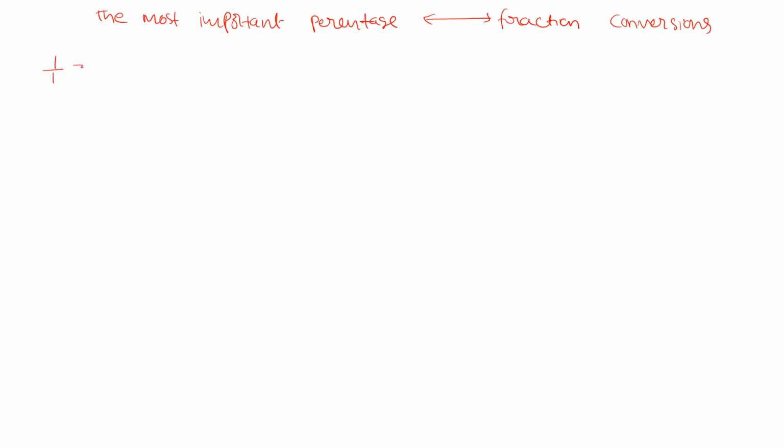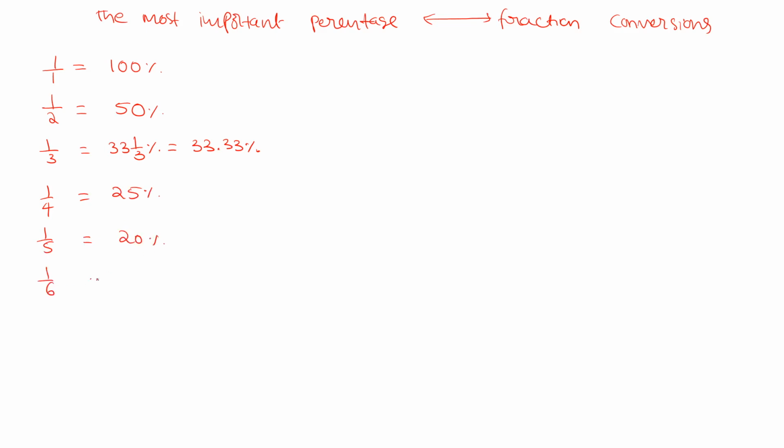First of all, if you take the fraction 1 by 1, that is nothing but 100%. If you take the fraction 1 by 2, that is 50%. If you take the value 1 by 3, that is 33 1 by 3%, or we can take it as 33.33% if we need to write in terms of decimals. Next one, 1 by 4, that is 25%. 1 upon 5, that is 20%.